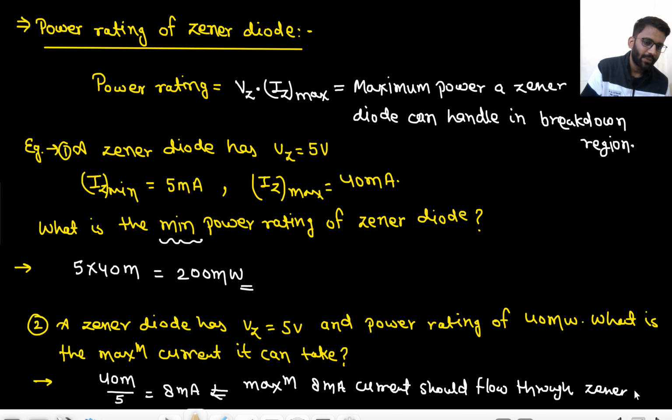That means for safer operation, you should only take 8 milliampere current through the Zener diode. If the current is more than 8 milliampere, the device will burn out. So this is the meaning of power rating. Are you getting my point?